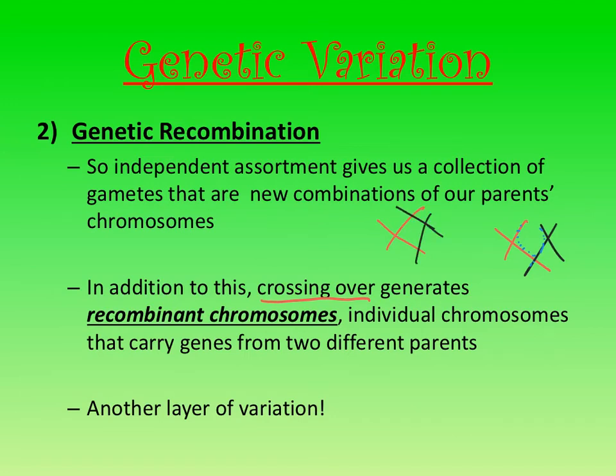And it probably crosses over at even more positions. So you get a really big jumble or shuffle between the genes when crossing over occurs. And that's layered on top of the independent assortment idea that we just finished talking about.